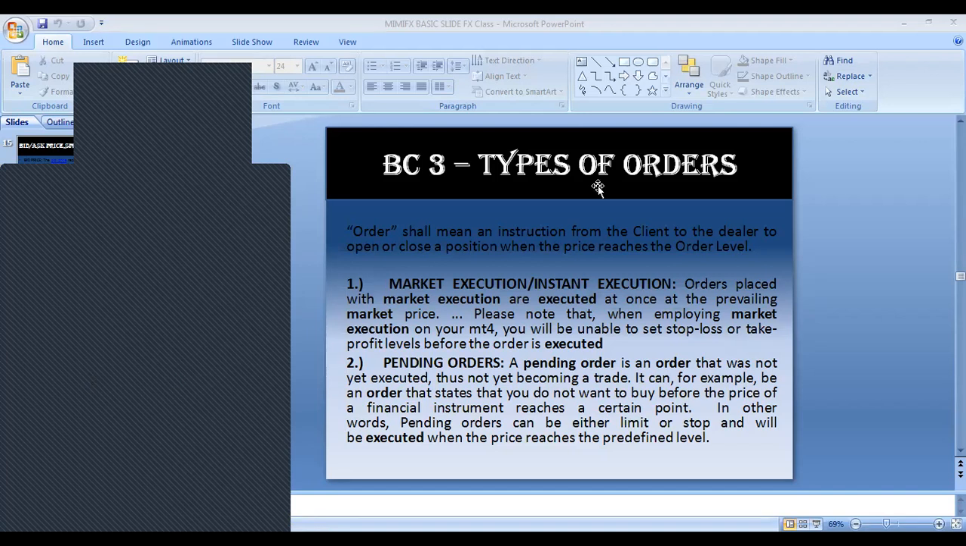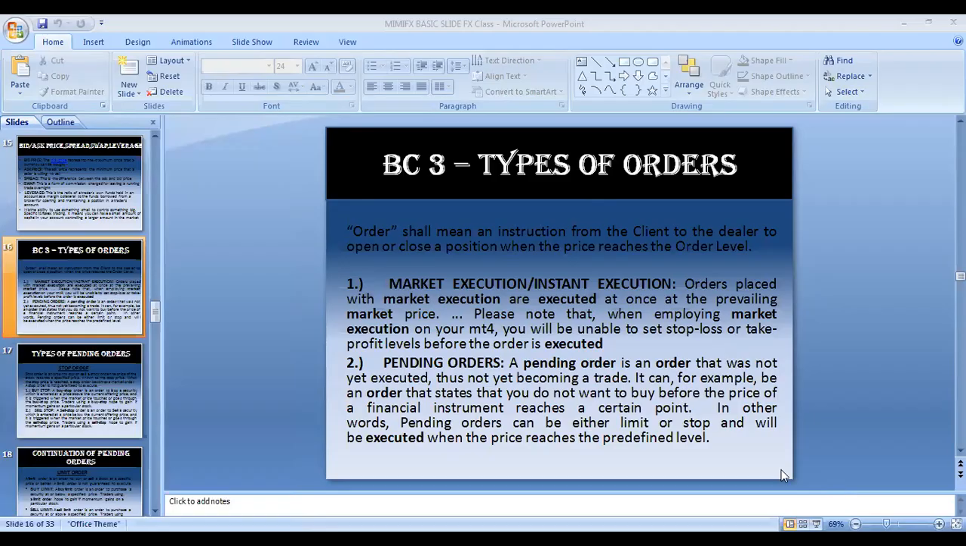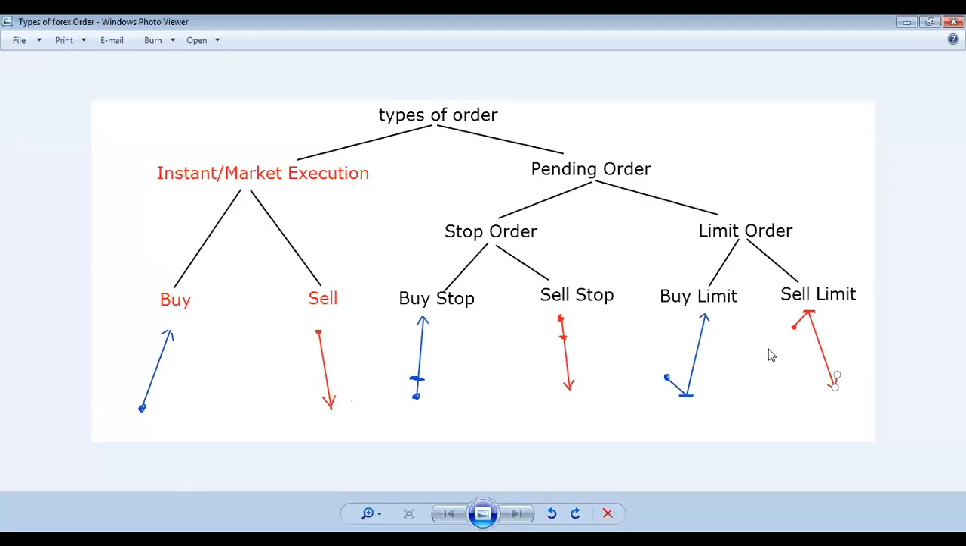So firstly, we have the market execution, and then we have the pending order. So what are the 2 types of orders we have? The market execution and the pending order. Those are the 2 types of order we have. Now, the market execution could either be market execution or instant execution.